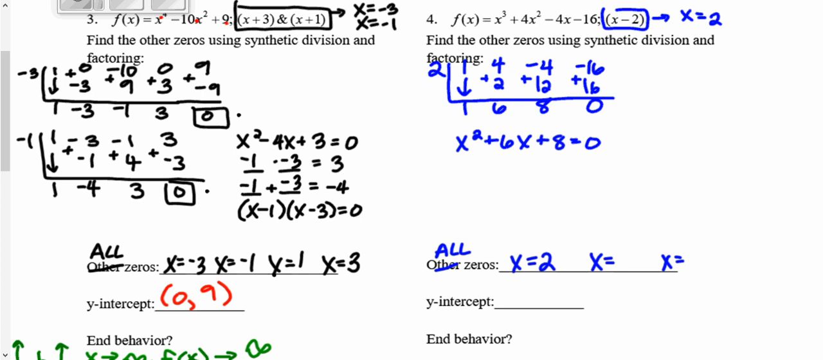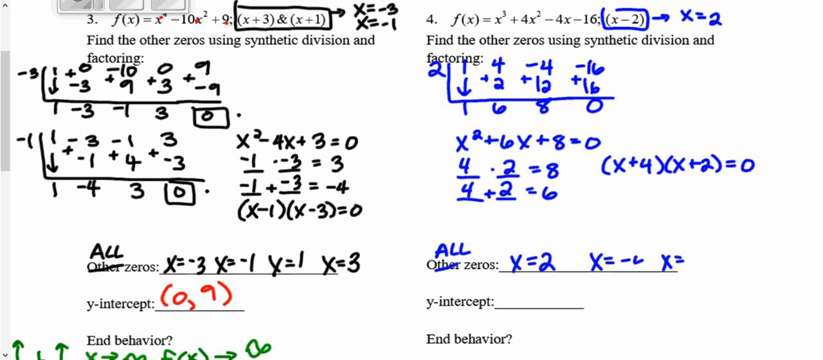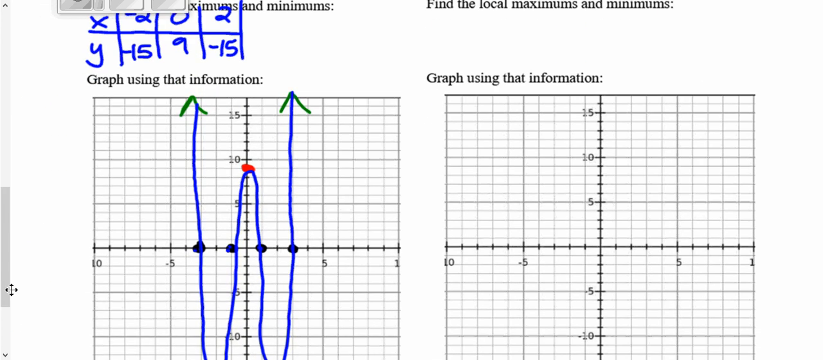So notice the difference between number 3 and number 4 is on number 3, when you're given a quartic, you have to do synthetic division twice. On number 4, when you have a cubic, you just have to do it once. So numbers that multiply to 8 and add to 6, those numbers I'm thinking are 4 and 2, which means your factors are x plus 4 and x plus 2, which means the 2 missing zeros are -4 and -2. So I'm going to go ahead and plot those. So we have -4, -2, and +2.